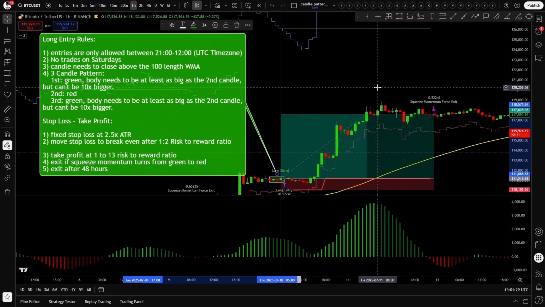So that's the strategy. This is a long only strategy because we are trading Bitcoin, and on Bitcoin trading long only is better. But if you would like, I can create a short only version. Just ask me down in the comment section and I will start working on it.